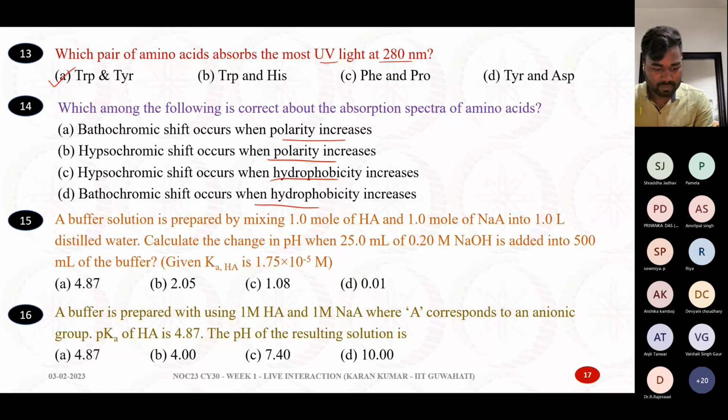Associated with increase or decrease of wavelength. These are associated with the increase or decrease of wavelength. Yes, and frequency. Very good. So what will be your answer here?